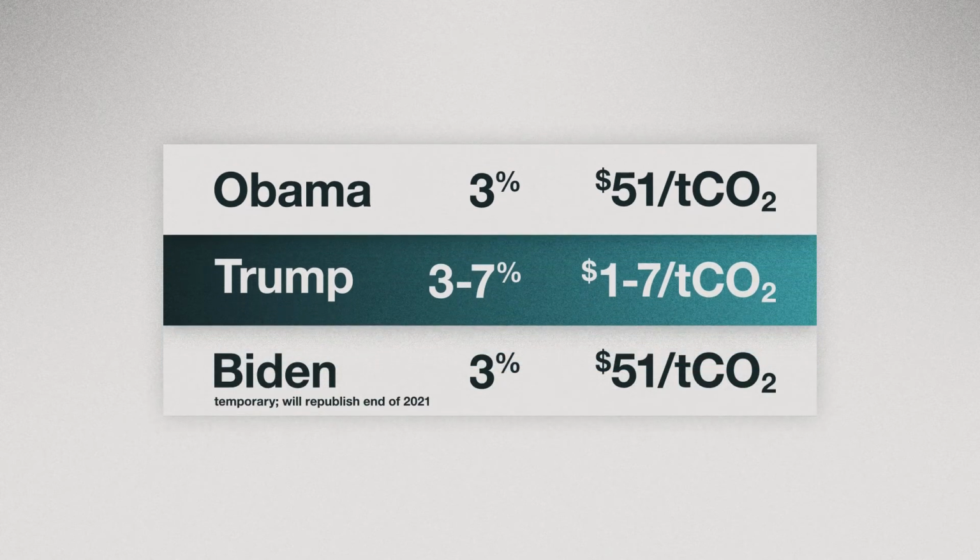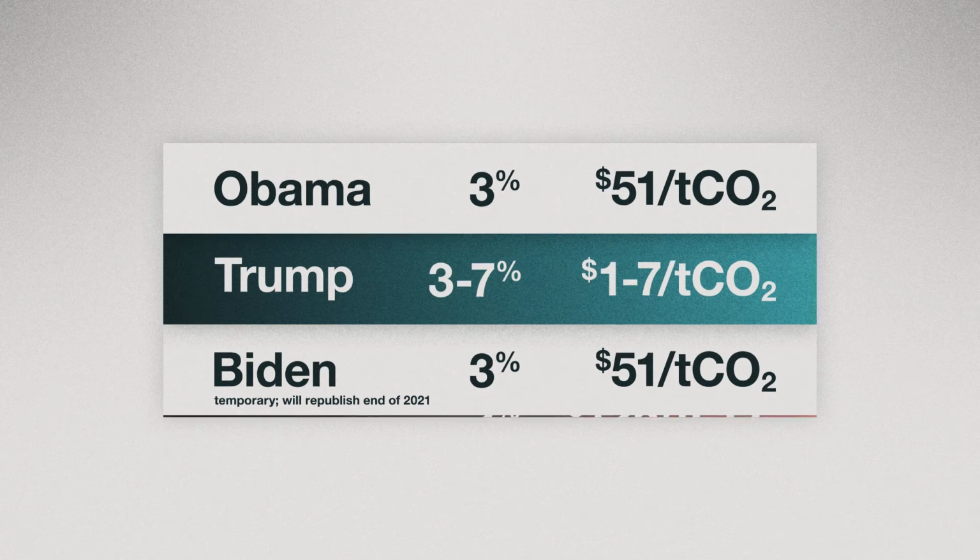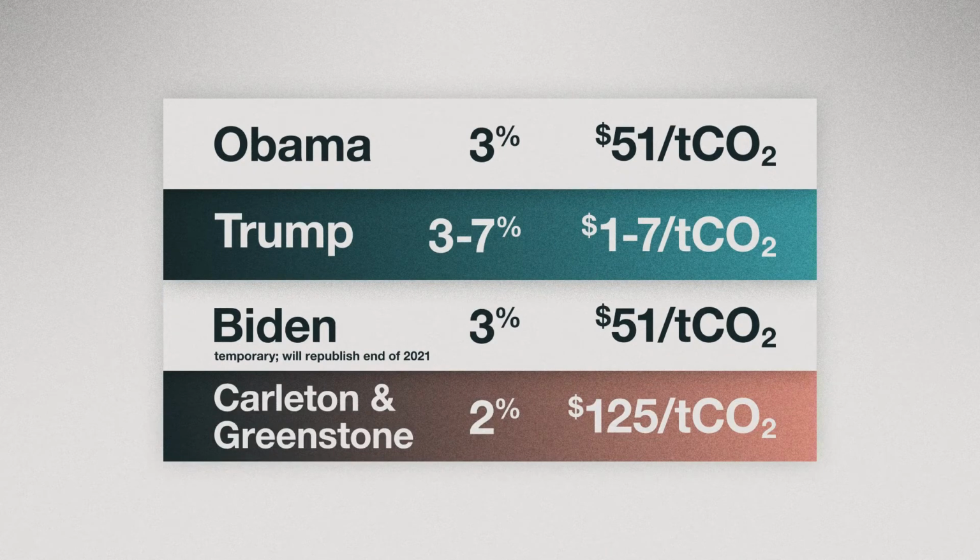On the first day of the Biden administration in 2021, President Biden signed an executive order temporarily restoring the discount rate to the Obama-era 3%. This interim value will be used until the end of 2021, when the Biden administration is expected to release a new official value for the social cost of carbon. This new value will theoretically help the United States reach ambitious climate goals, such as building a net zero economy by 2050. According to Tamma Carleton's research, a more accurate discount rate would be no higher than 2%, which would put the social cost of carbon at around $125.